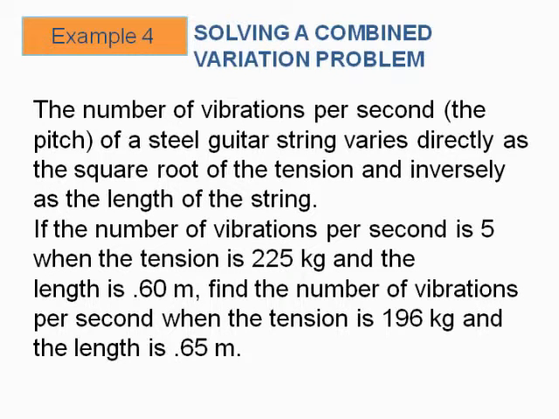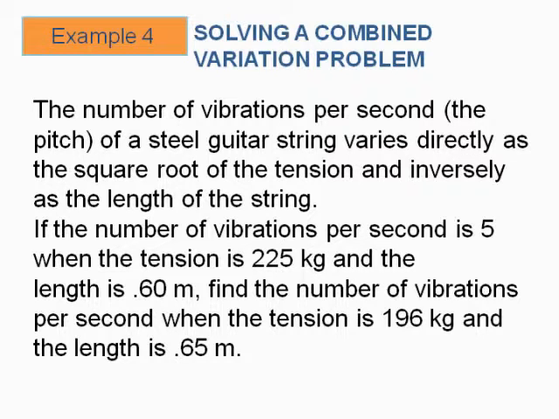And let's just do one more example, because Young gives you plenty here. Let's do one that's got a whole bunch of goodies in it. I think after this one, it should bring it home. So example 4 here says, the number of vibrations per second, the pitch of a steel guitar string, varies directly as the square root of the tension and inversely as the length of the string, for you guitarists out there.